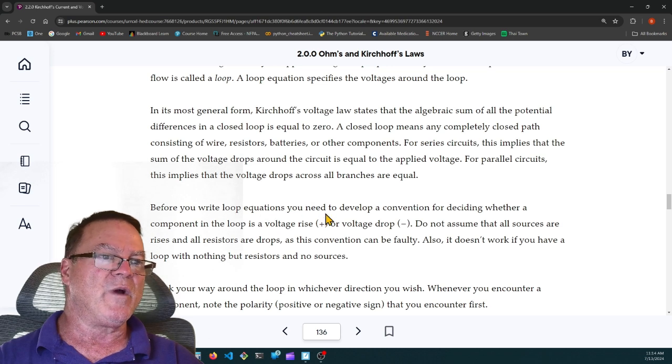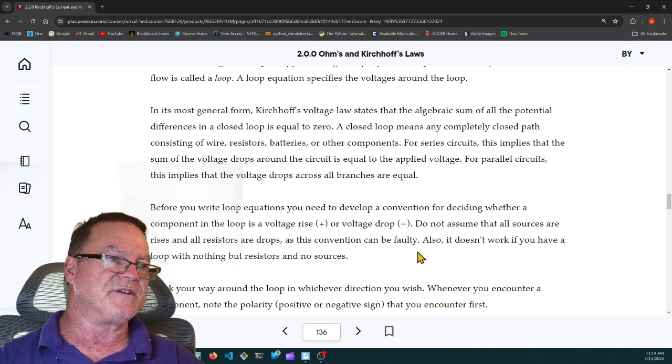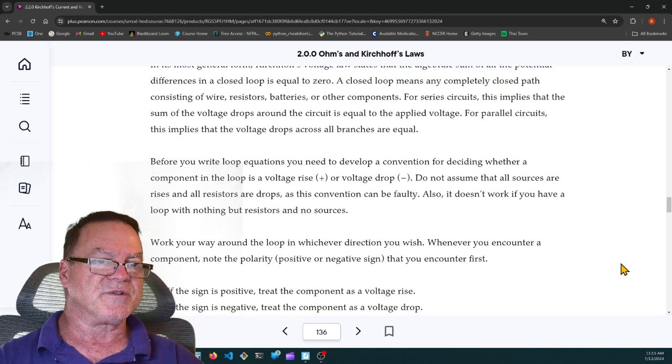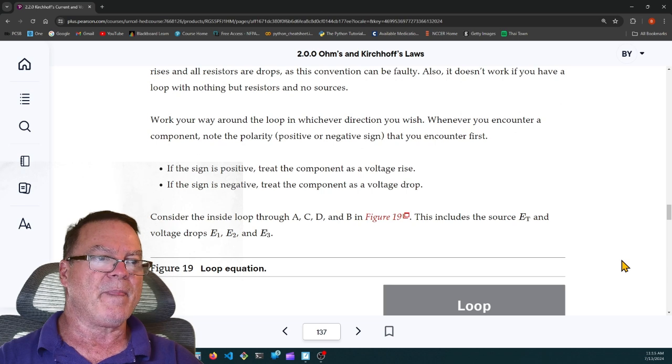Before you write loop equations, you need to develop a convention for deciding whether a component in the loop is a voltage rise or a voltage drop. Do not assume that all sources are rises and all resistors are drops, as this convention can be faulty. Also, it doesn't work if you have a loop with nothing but resistors and no sources. Okay.